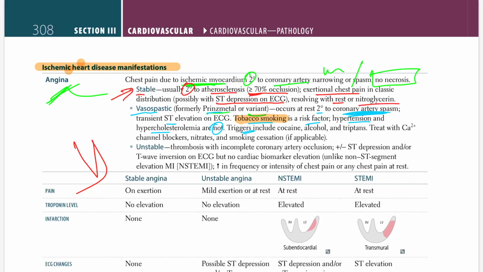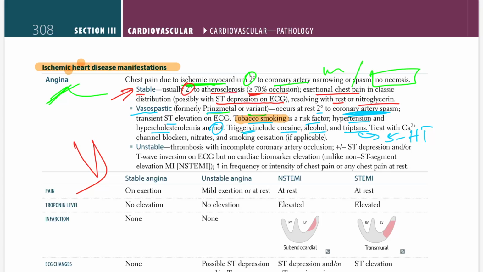Triggers are important. What are the triggers for this? There are cocaine, alcohol, triptans. And what are triptans? Triptans are, for example, dihydroergotamines that are used for migraines. They stimulate the serotonin receptor. So triptans are serotonin receptor stimulation through the dihydroergotamines. Okay.